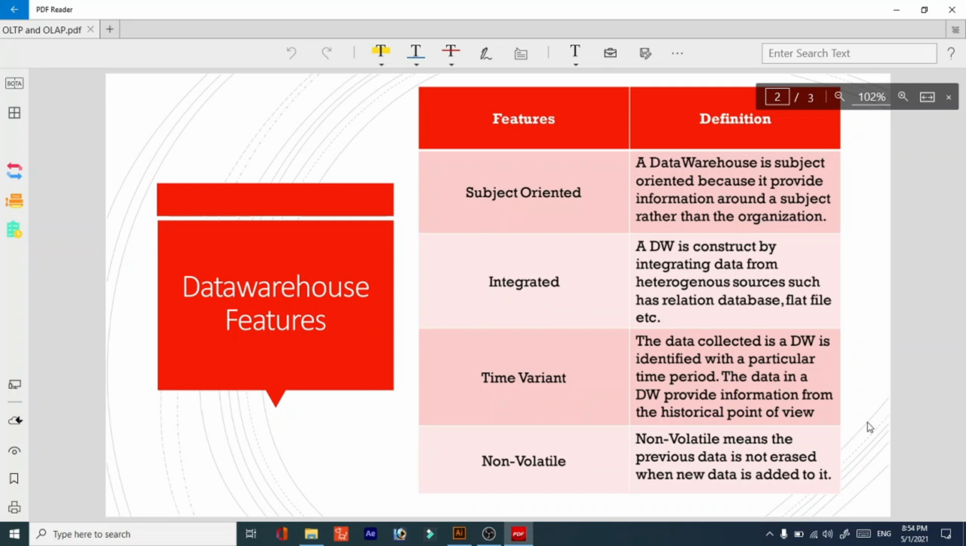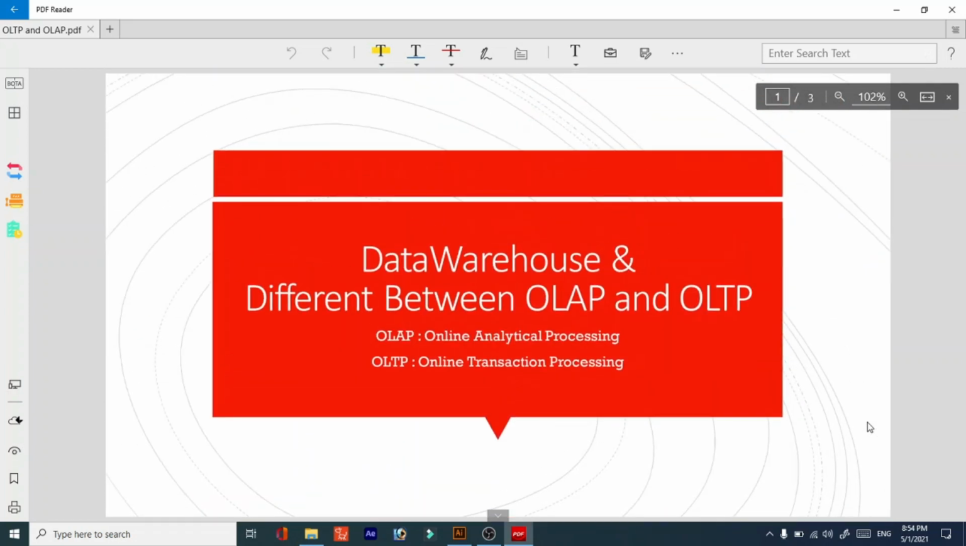Third one is time variant. Basically, it contains historical data. What is historical data? Like it should contain about 10 years of data, 12 years of data. It should contain that historical data. So data collected in a data warehouse is identified with a particular time period. Data in the data warehouse provides information from the historical point of view.